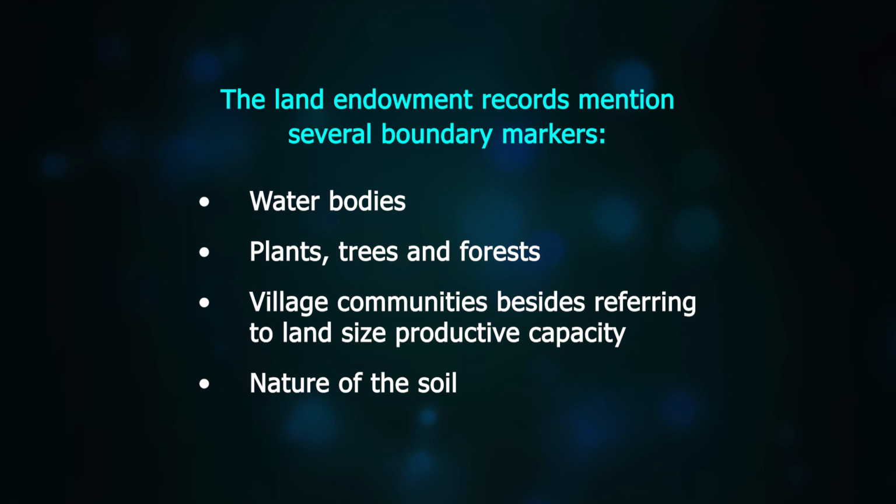Kakatiya rulers and their intermediaries in Andhra were credited with the forest clearance and reclamation in the Telangana plateau. There is a rich corpus of epigraphic data from peninsular India substantiating the process of extension of cultivable tracts. The land endowments record mention several boundary markers like water bodies, plants and trees, and forests, village communities, besides referring to land size, productive capacity, and the nature of the soil.